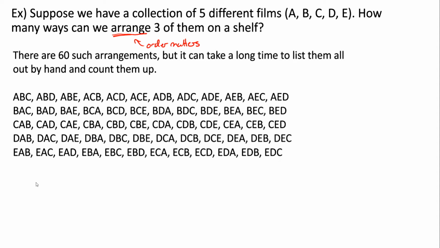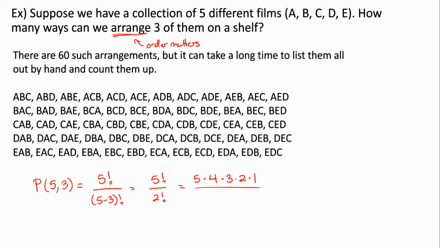So the formula over here would be a permutation of, we have 5 objects and we're permuting 3 of them. So this would be 5 factorial divided by (5 minus 3) factorial, which is 5 factorial over 2 factorial. That's 5 times 4 times 3 times 2 times 1 divided by 2 times 1. These are common factors that divide out. 5 times 4 times 3 is equal to 60.